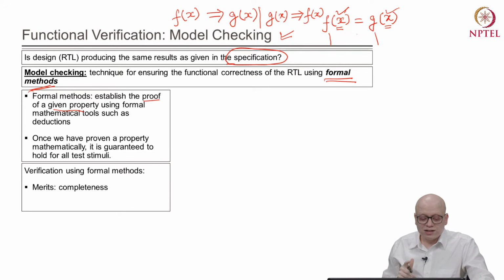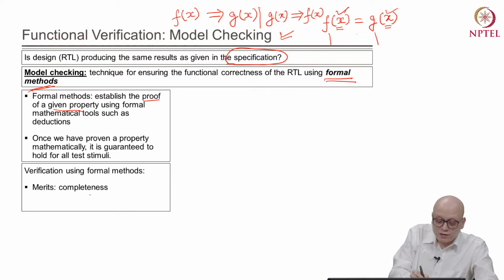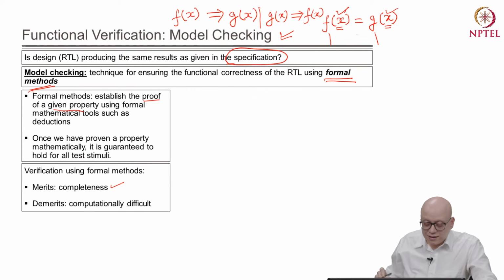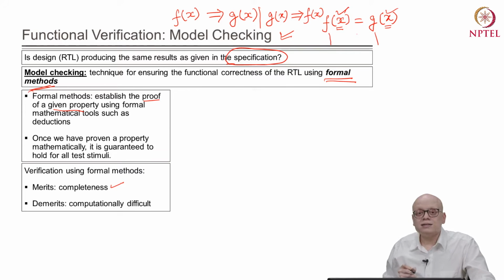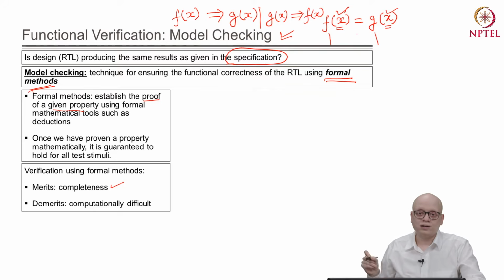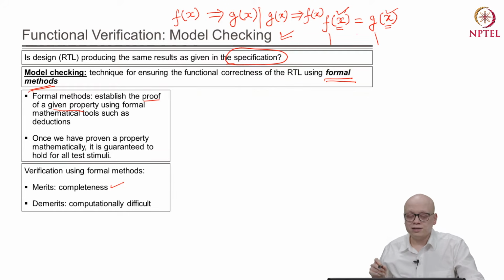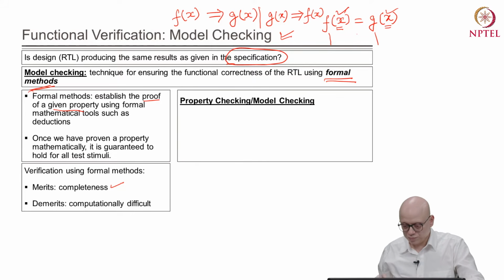So the merit of verification using formal methods is that it offers completeness, but the demerit is that it is computationally difficult. We cannot apply model checking to all kinds of problems. There is computational difficulty in establishing these mathematical proofs.